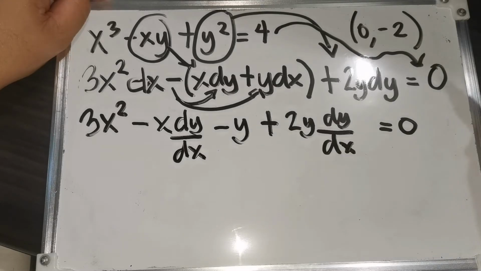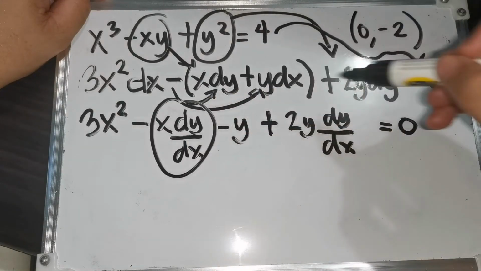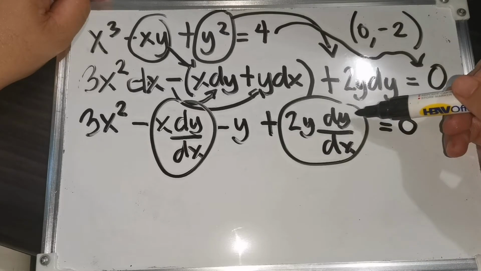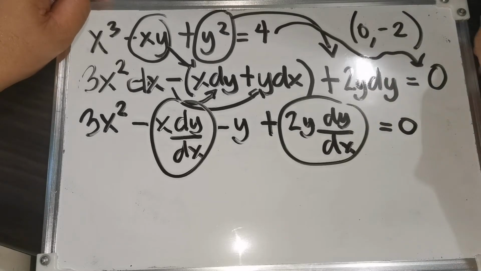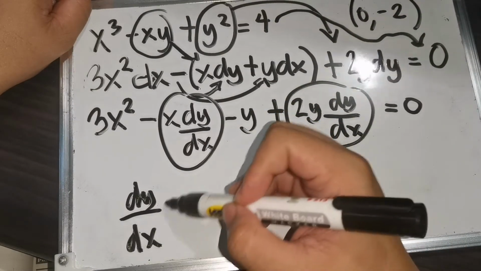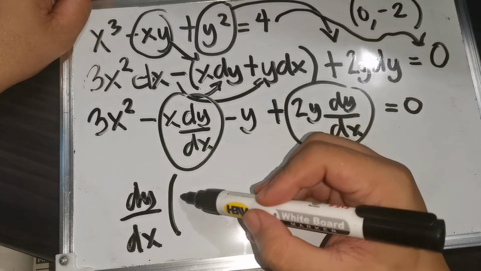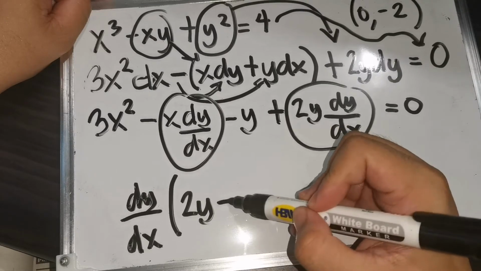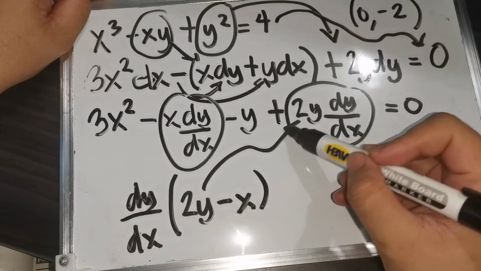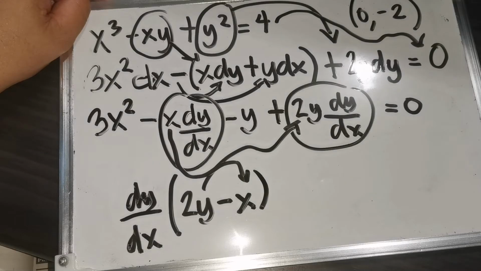So, if you try to assess your second term here and your fourth term here, there is an involvement of dy and dx. So, we can factor out this dy over dx by simply copying your dy over dx. Then that will be 2y minus x. So this 2y is from your fourth term. This negative x is from your second term.